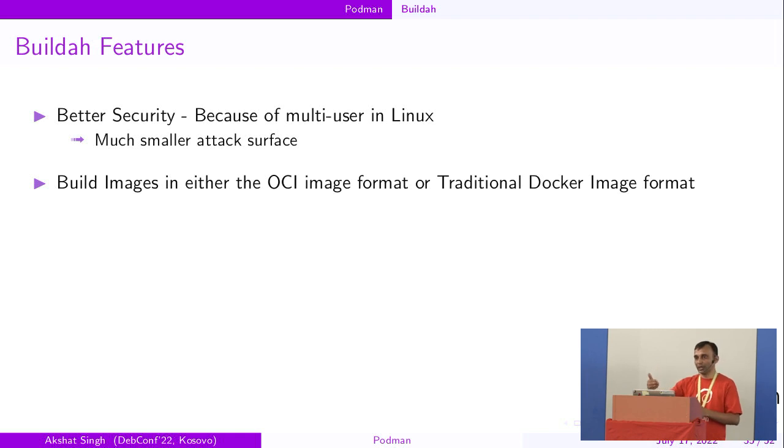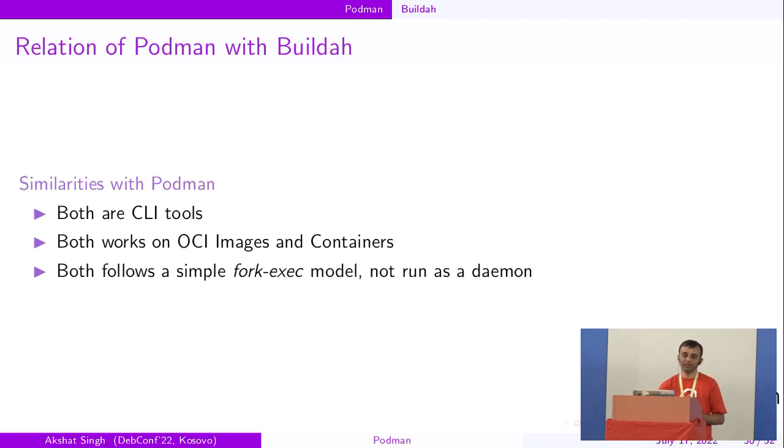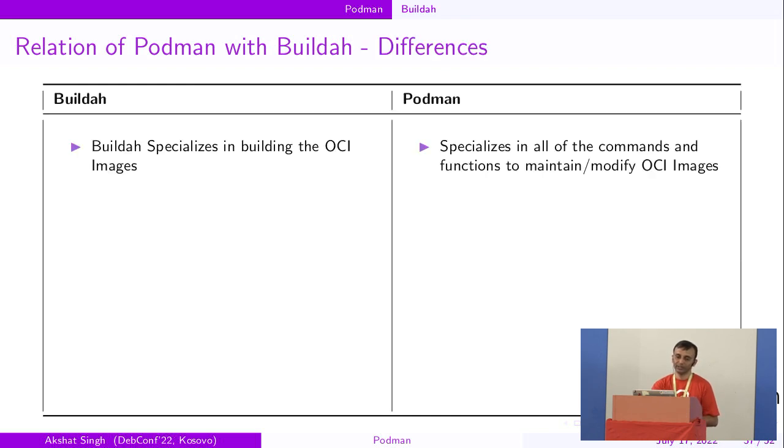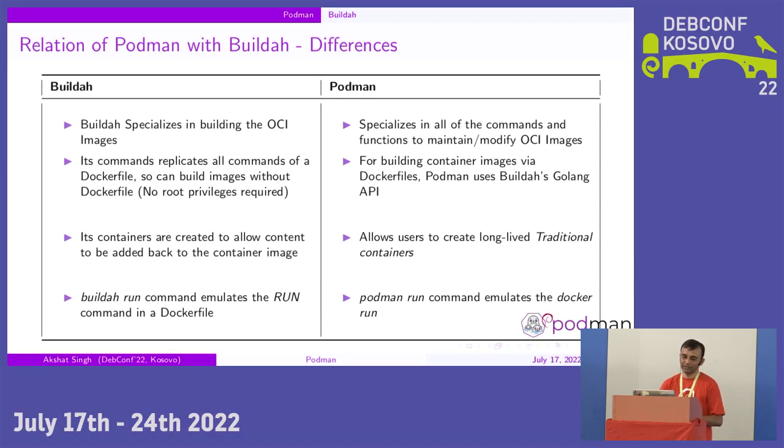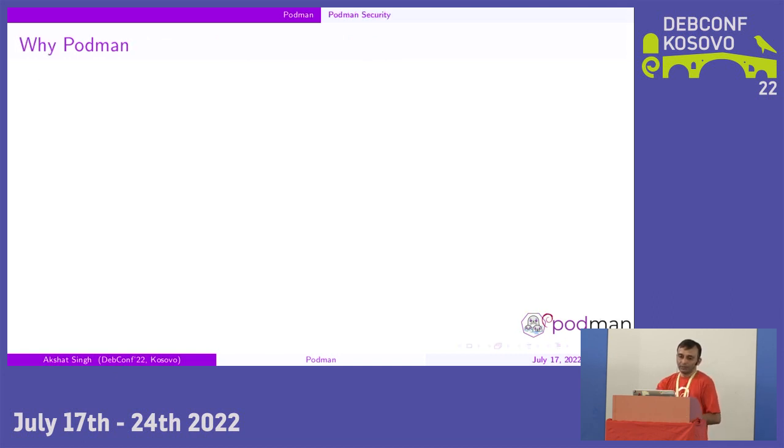While in the case of Podman, they are long-running containers that live for having our applications running. Similarities with Podman: both are CLI based, both are daemonless and based on the simple fork-execute model, and both work with OCI images and containers. This is the difference I have mentioned earlier. Buildah is specialized in building only the image. So Buildah can be easily integrated into our scripting for automation also. While Podman's specialization is in the commands and functions to maintain and modify all the OCI images, like what a container engine should be doing.